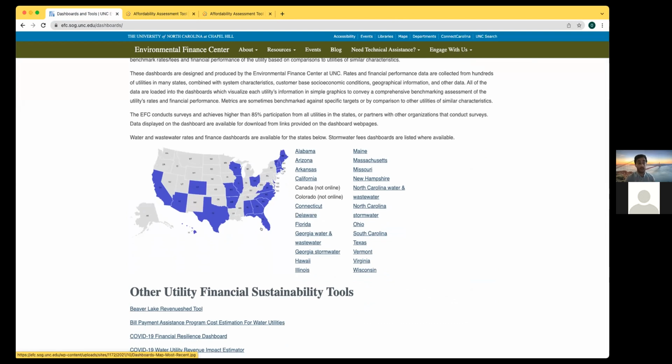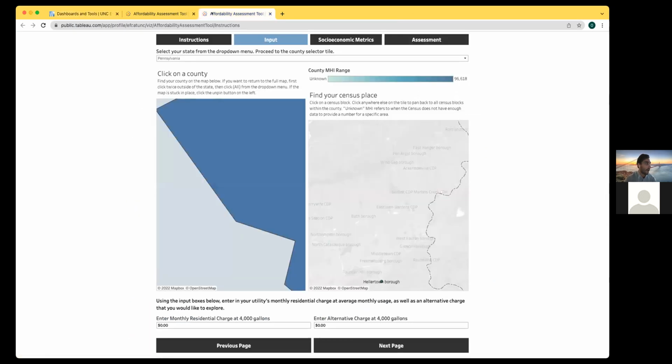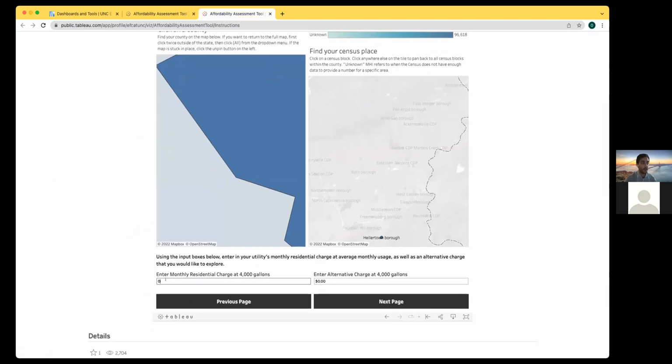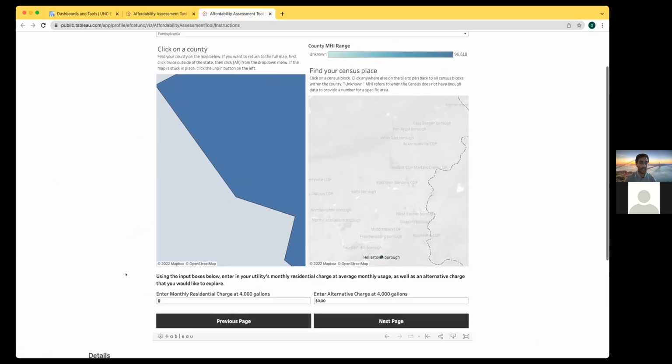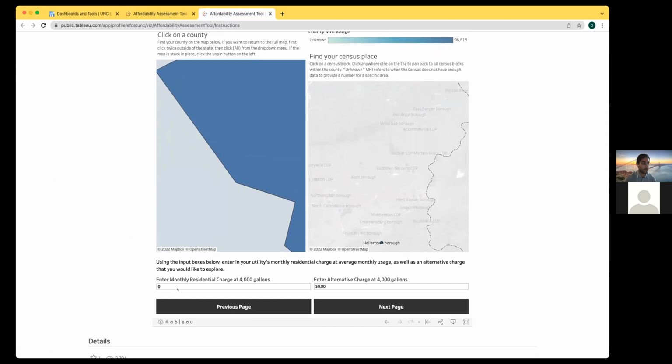If I'm unaware of the rates and I'm running this tool as technical assistance for someone else, I could look up what rates they have submitted to us in the past. We haven't worked with Pennsylvania in the past, but these are the states we have worked with. I'm just going to put in a number, purely for example purposes, to say what the residential charge would be for water and sewer at 4,000 gallons.